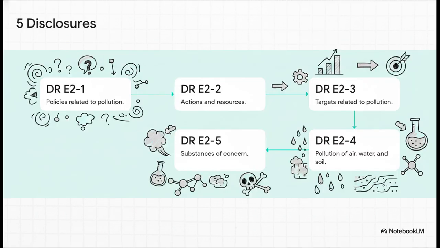The standard itself is neatly structured around 5 key disclosure requirements. It creates a logical path. It starts with a big picture, what are your policies? Then it asks about your actions and targets. And finally, it gets down to the nitty-gritty, the hard data on pollution of air, water, and soil, plus any specific substances of concern. It's a full journey from your strategy all the way to your results.